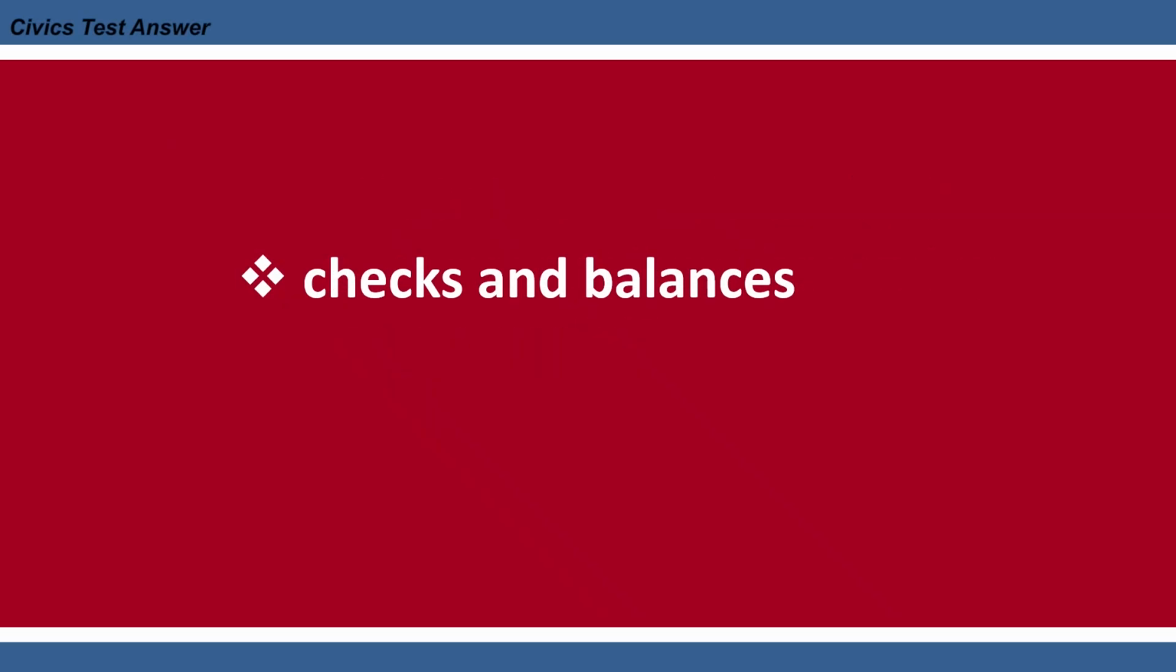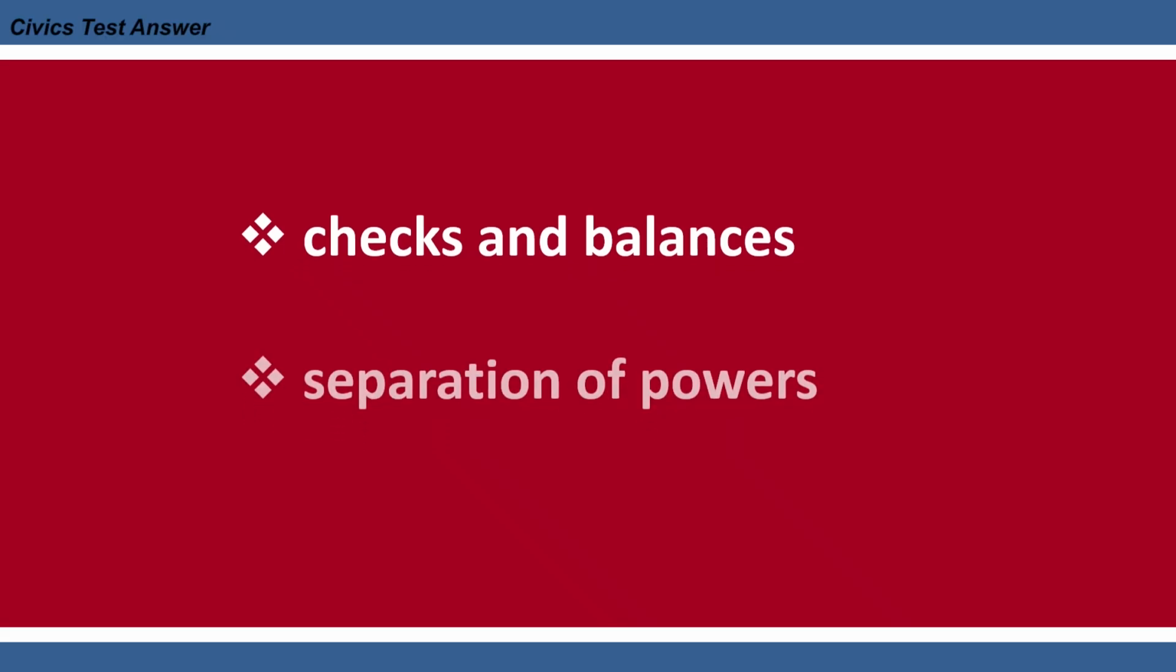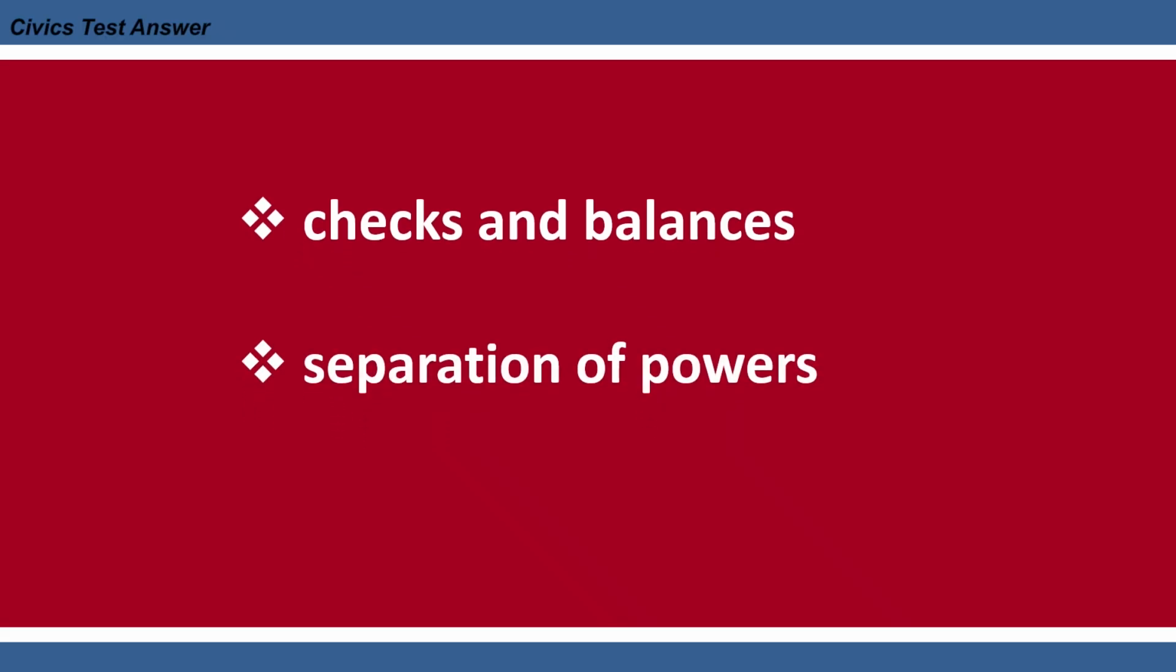Checks and balances. Like the federal government, state governments are set up according to the principle of separation of powers. Having separate powers and a system of checks and balances stops one branch of government from becoming too powerful.